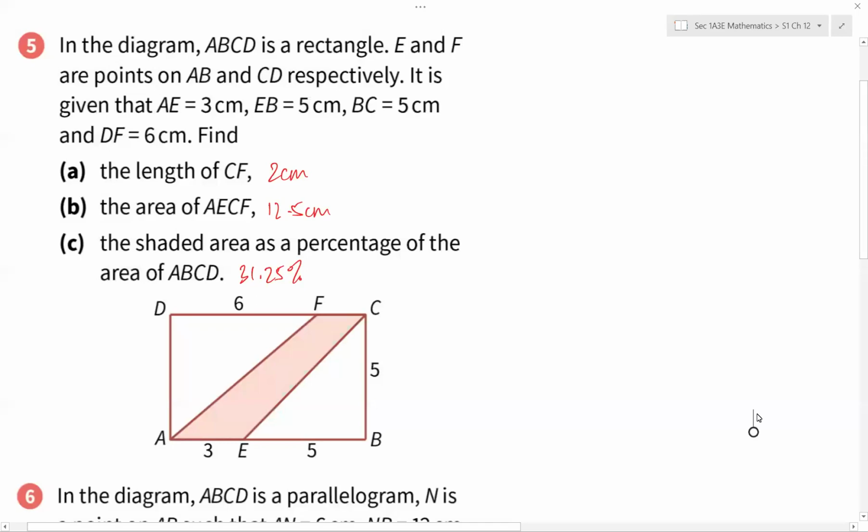In this particular diagram, I've got a rectangle and some points. So first, let's find the length of CF. CF is simply 2 cm.